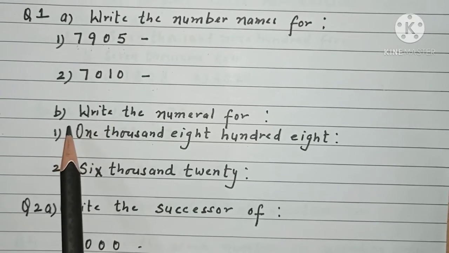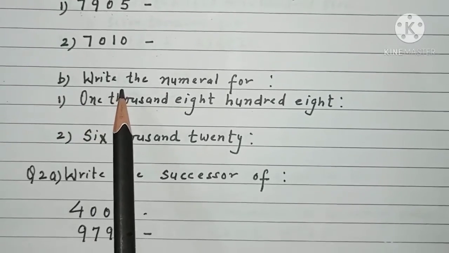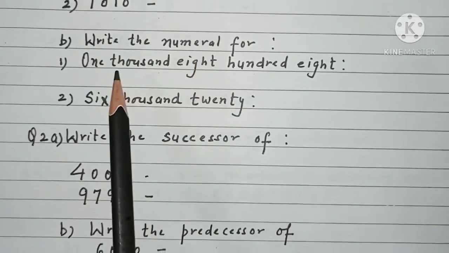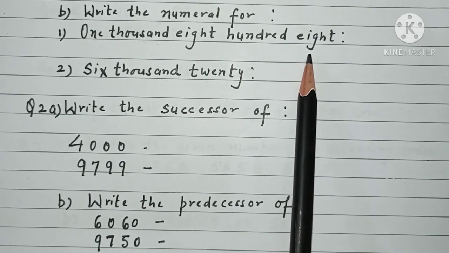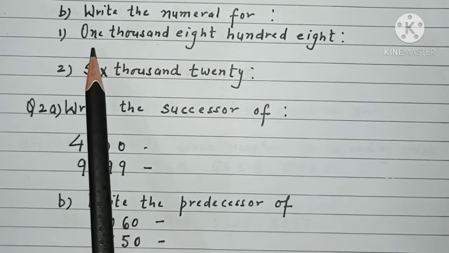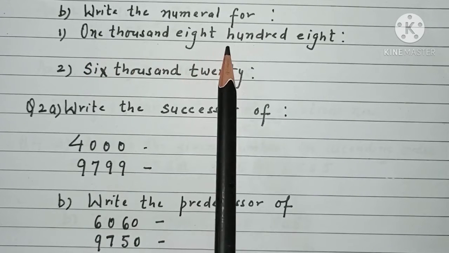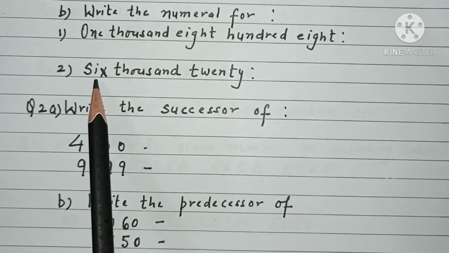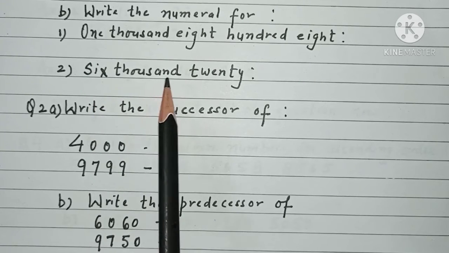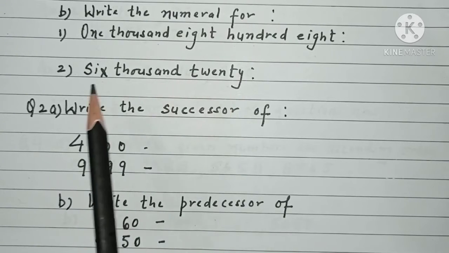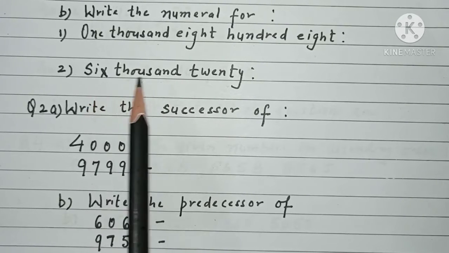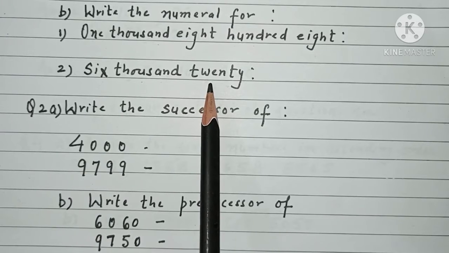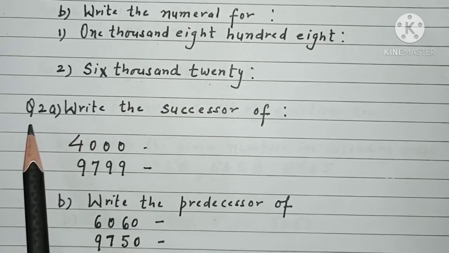Now, the B part of this question is you have to write the numeral. Now, the number name is given to you and you have to write the numeral for the given number name. The first one is 1808 and the second one is 6020. Children, see here, only we are having the thousands place. We are having 6 and then is 20. So take proper care which place we are not being given. Fine. So moving on to question number 2.